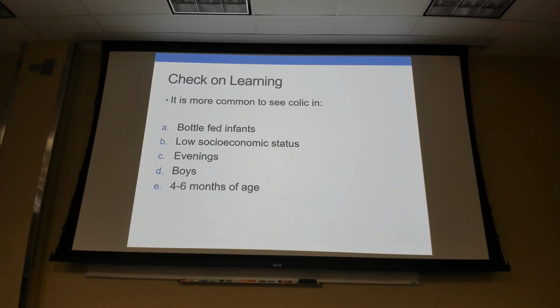Okay, so check on learning. More common to see colic in the evenings, yes. Does it have any preference for breastfed, bottle-fed, boys, girls, economic? And then why is E wrong? What is the upper age limit? 5 months. Yep, so when is it most common to see? 6 weeks.